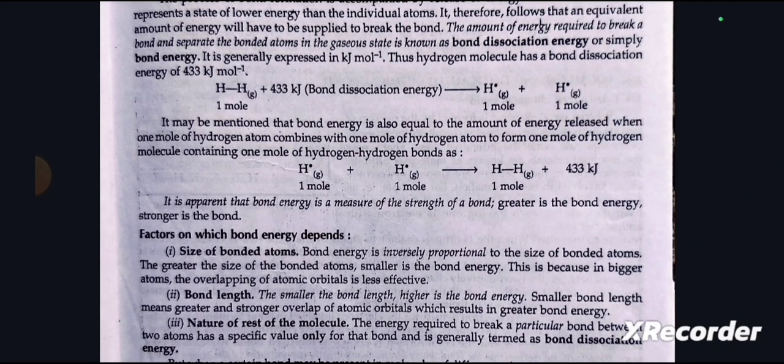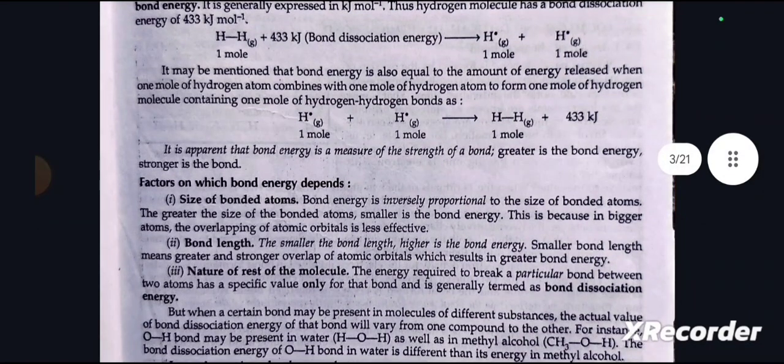H-H gas, 1 mole, plus 433 kilojoule bond dissociation energy gives H star, 1 mole, plus H star, 1 mole. It may be mentioned that bond energy is also equal to the amount of energy released when 1 mole of hydrogen atoms combines with 1 mole of hydrogen atoms to form 1 mole of hydrogen molecules containing 1 mole of hydrogen bonds, as H, 1 mole, plus H, 1 mole, gives H2, 1 mole, plus 433 kilojoule. It is apparent that bond energy is a measure of the strength of a bond. Greater is the bond energy, stronger is the bond.